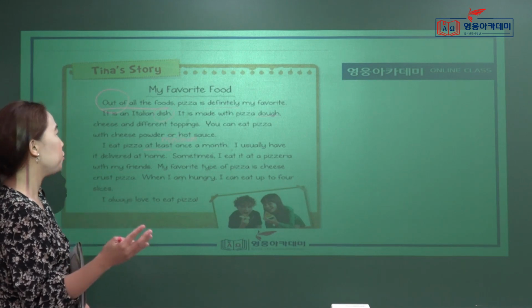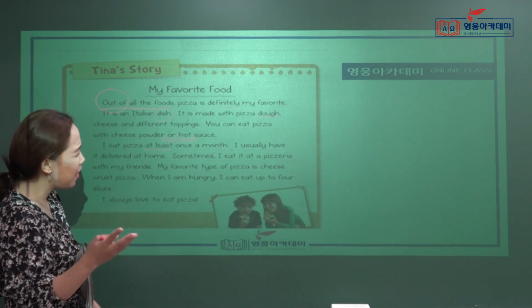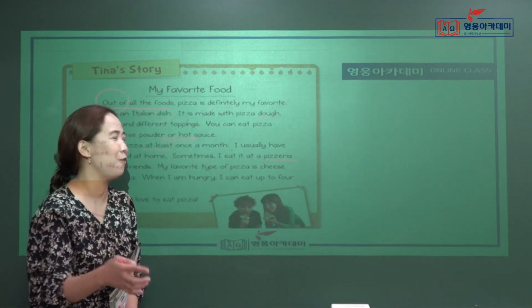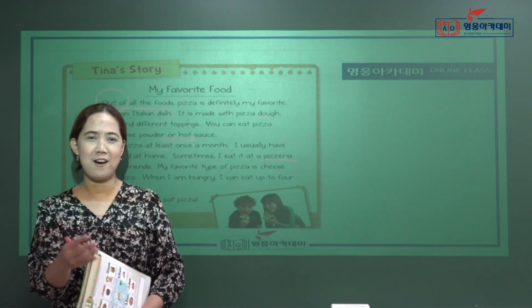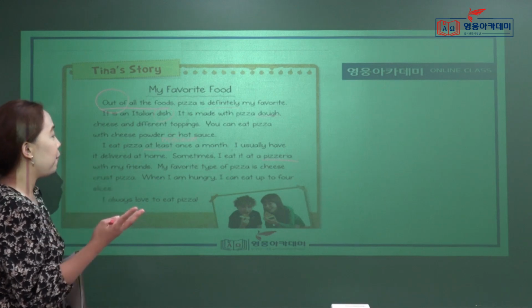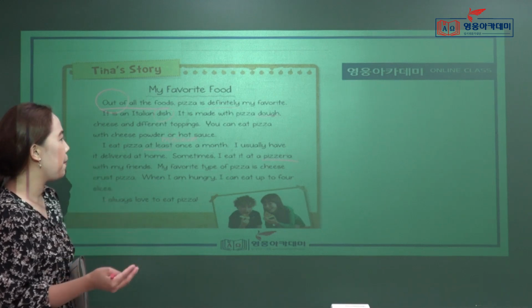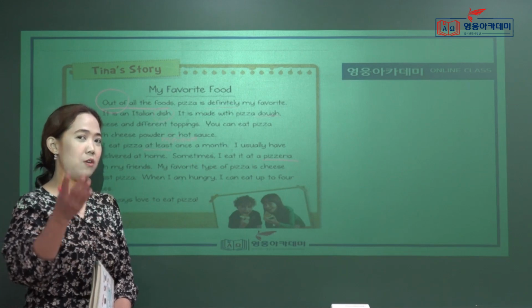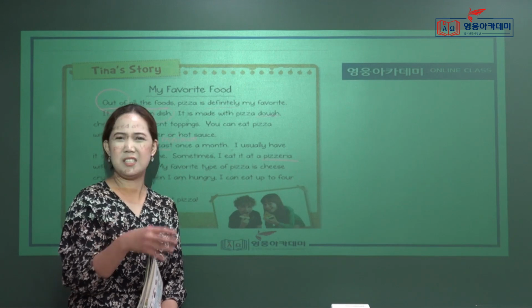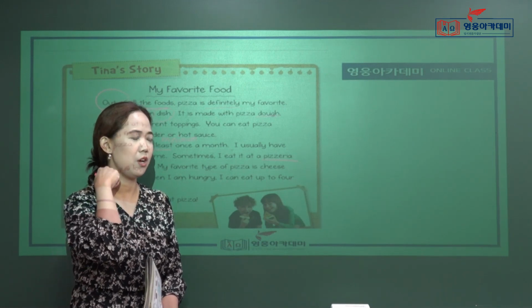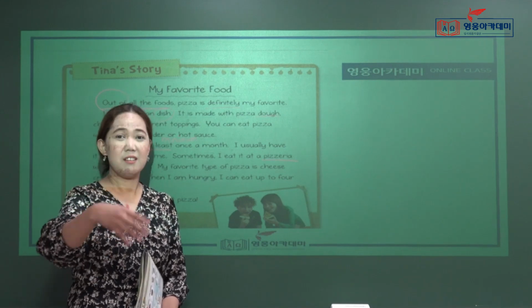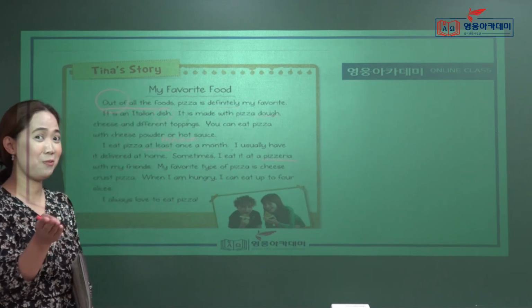And she said, "I usually have it delivered at home. Sometimes I eat it at a pizzeria." What is a pizzeria? From the word itself, it's the pizza house, the pizza restaurant, or the pizza store. And "my favorite type of pizza is cheese crust pizza." There are various kinds of pizza. What is your favorite, guys? In Korea, you have bulgogi pizza, seafood pizza. What else do you have? Salami or ham and cheese, etc. What is your favorite?